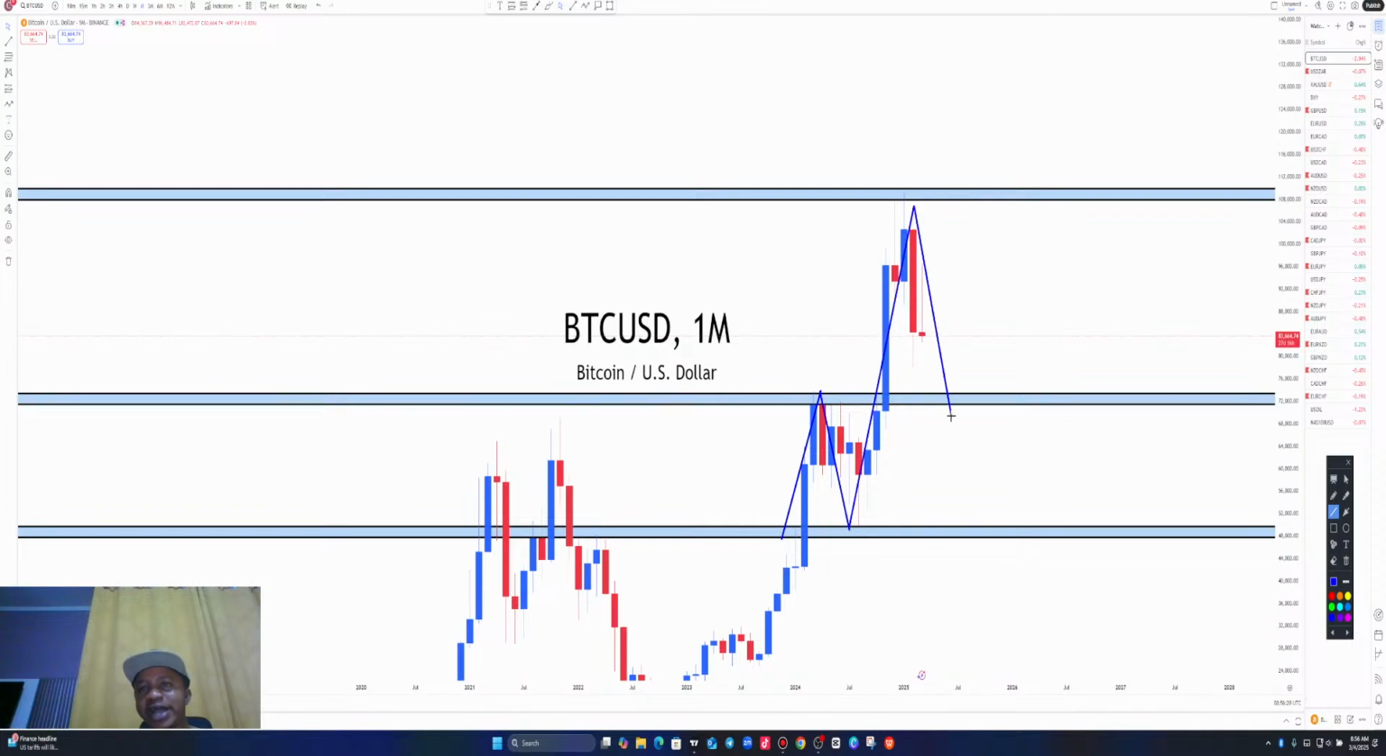What is going to happen? Another higher low before price goes all the way up. How sure are we that price will come back for a higher low? Because we are seeing a bearish engulfing candle close.